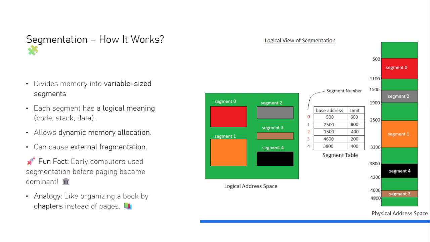You can think of it like a book. Instead of dividing a book into equal sized pages like paging, segmentation organizes it into chapters, each with a different length based on content. This makes it easier to manage and access specific sections.